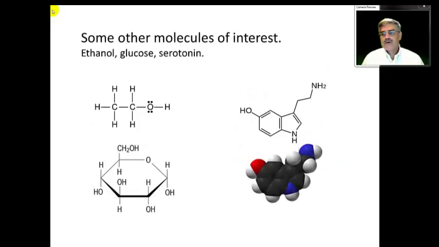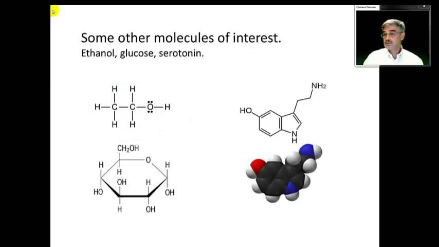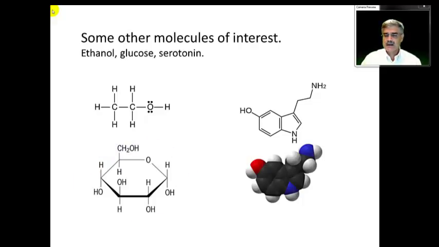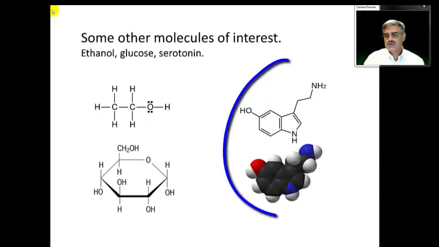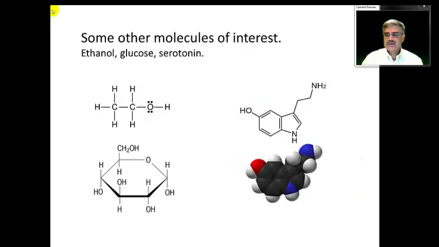Now, here are a few other molecules of interest. Ethanol, which probably no student here at the university has heard of, so I wanted to show you the structure of ethanol. Glucose, the molecule to the left, which we've talked about before. You've heard of glucose, but it's a biomolecule. Of course, ethanol is as well. And then I wanted to show you serotonin, which is a neurotransmitter that is associated with the feeling of calmness or pleasure.